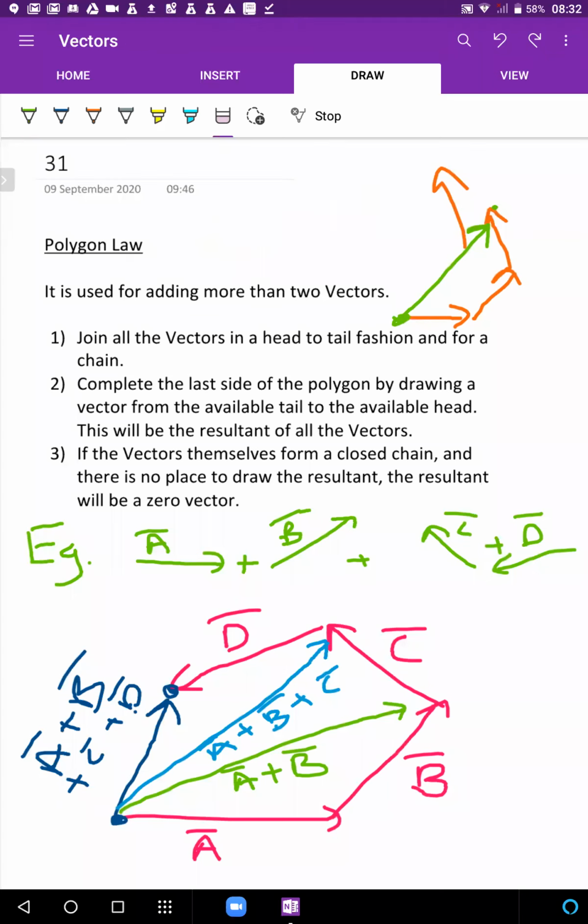Okay, and one of you said, again you asked, yeah, it cannot be used for subtraction.